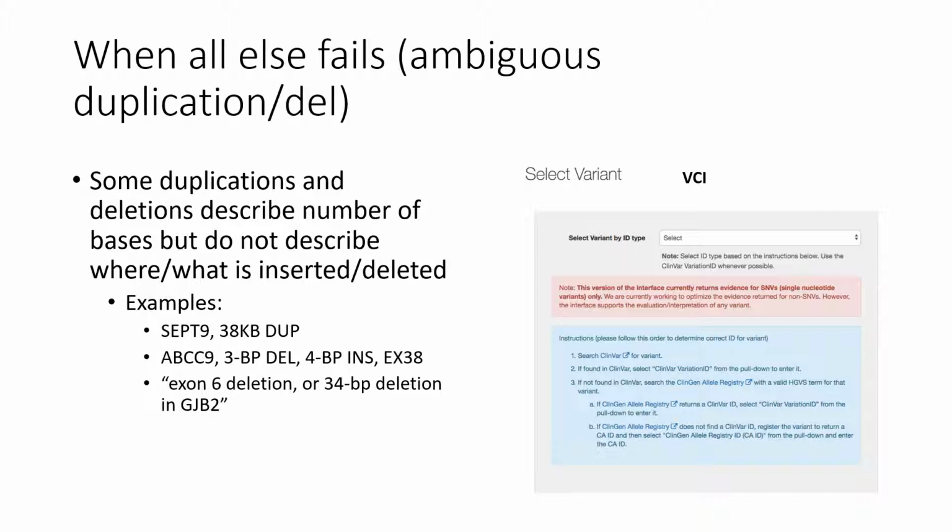Now, before we finish up, I wanted to point out that some variants cannot be mapped to HGVS due to lack of information provided and/or a multitude of other issues. Unfortunately, for the VCI, if there's no ClinVar ID associated with the variant and you can't map the variant using the ClinGen allele registry, you actually can't curate its impact in the VCI.